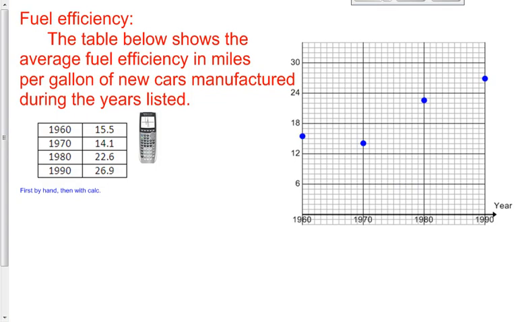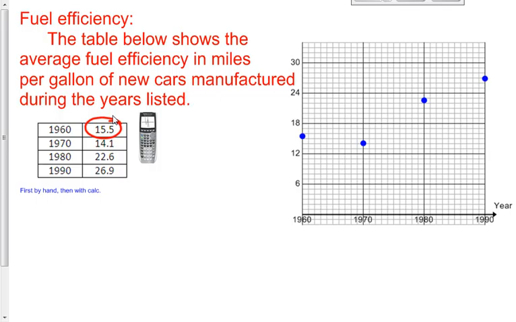The table shows the average fuel efficiency in miles per gallon of new cars manufactured during the years listed. So in 1960, the average car got 15.5 miles to the gallon. Hopefully, if you have a working knowledge of the progression of technology, you understand that as time goes on, as technology gets better, things just become more efficient. Computers have become more efficient. Vehicles have become more efficient. Sports equipment has become more efficient. Musical instruments have become more efficient. As technology increases, we're able to be more efficient.